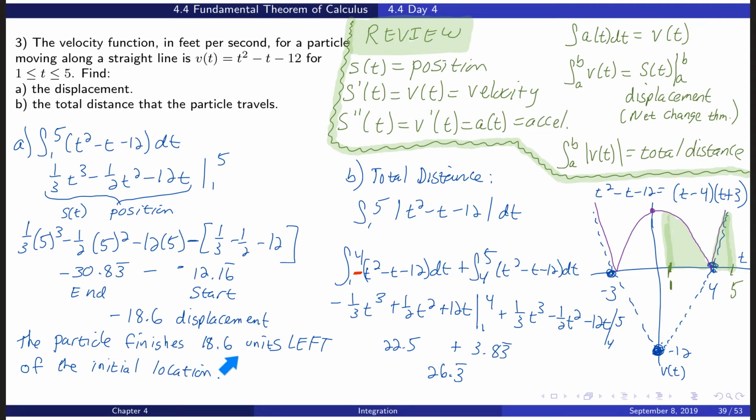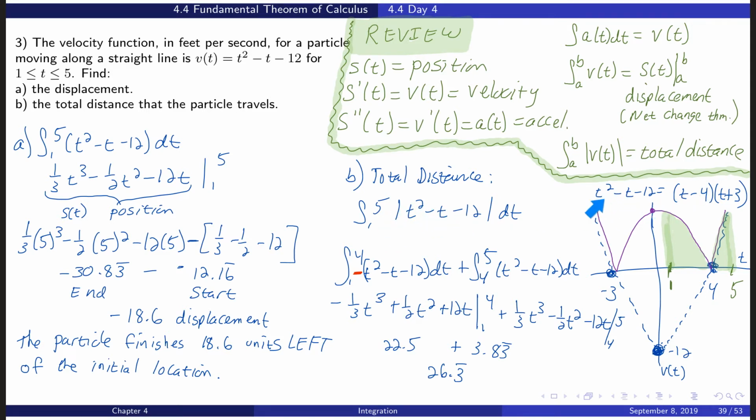This is not the starting and ending point. Those are contained up here before you do the calculations. So to see the second part, total distance traveled, I need to take the antiderivative of the absolute value of the velocity function. We did this earlier as well. The antiderivative of an absolute value you have to be a little bit careful with.